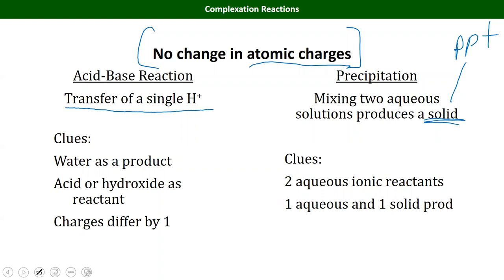But it's really, really obvious once you know what you're looking for, because it's always two aqueous ionic reactants, and it's always going to turn into one aqueous ionic product and one solid ionic product. So basically, you just mix and match the ions in a way where you make something that doesn't dissolve in water anymore, right? Because not all ionic compounds dissolve in water.